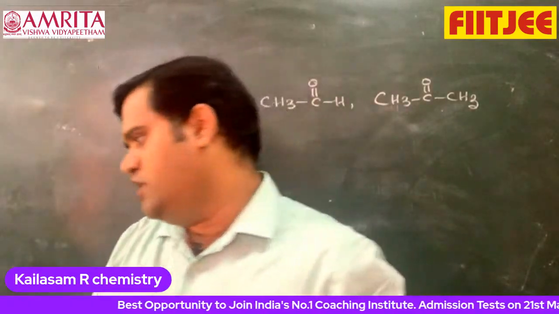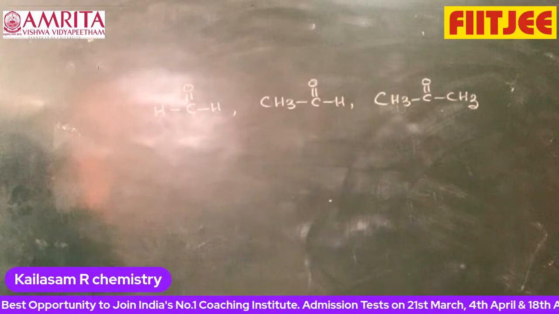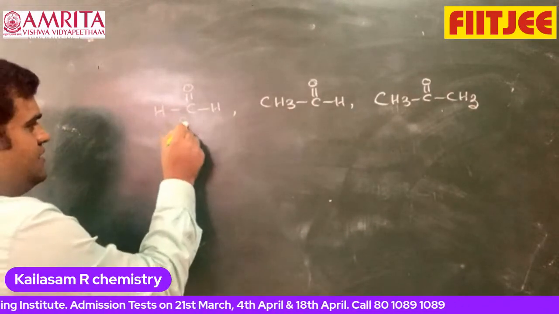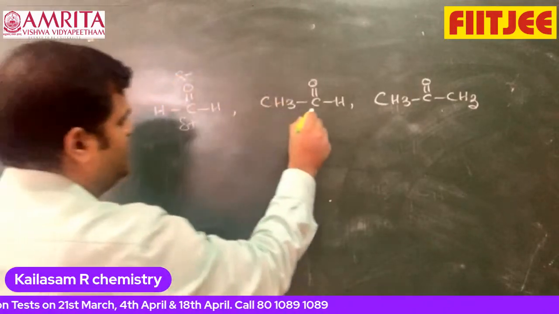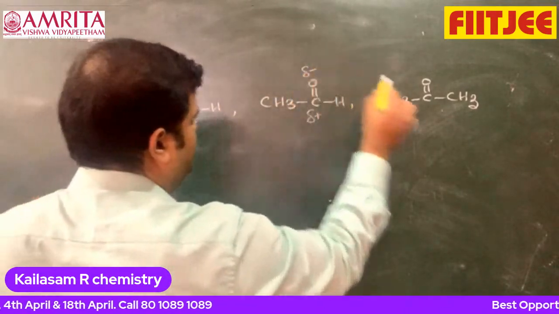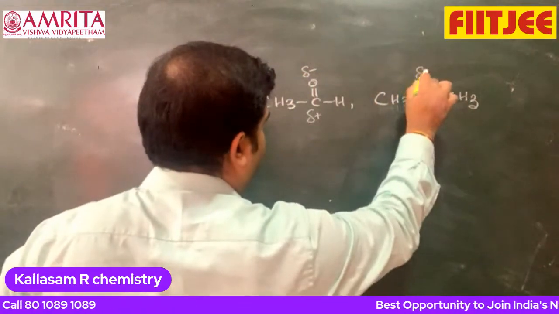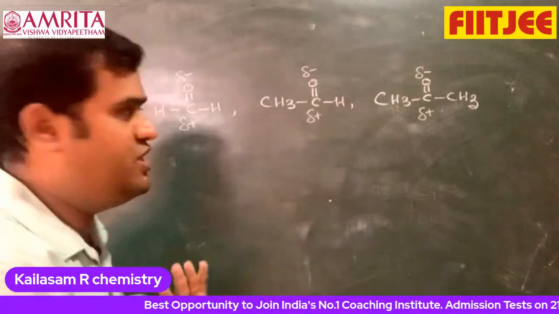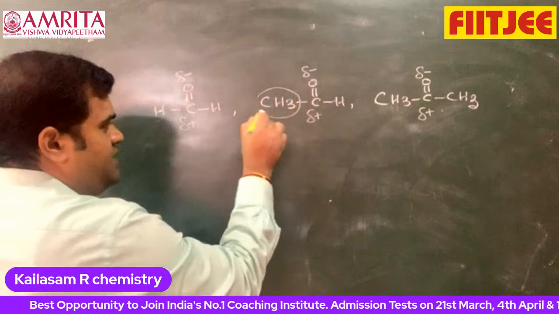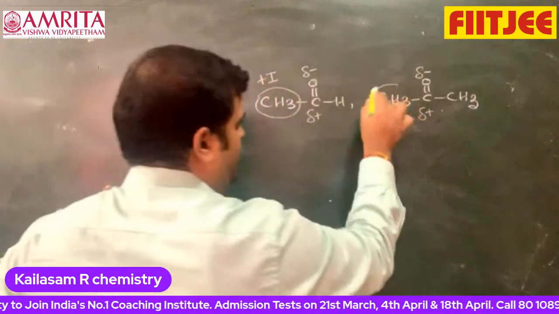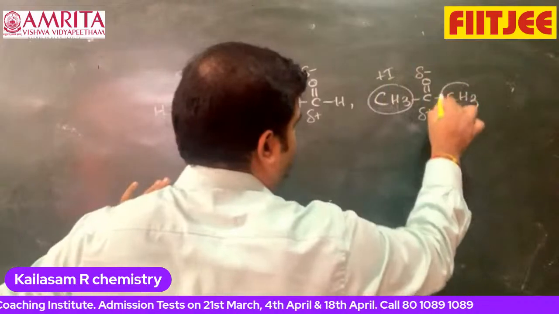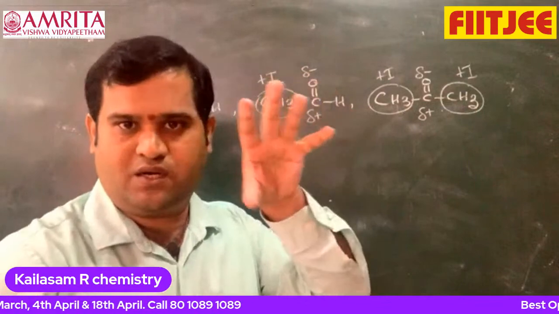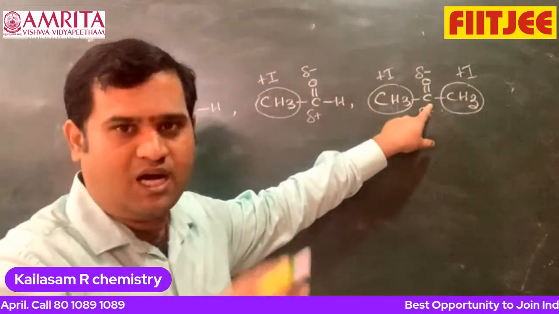Tell me among these three, which will undergo nucleophilic addition faster. So how to decide? Look at this. Each carbonyl has delta plus and delta minus. Here the steric factor and electronic factor decide the rate of nucleophilic addition. Now the methyl group is a plus I group, and this also is a plus I group. When the plus I group is there, what is its role? It gives electrons. Once it gives electrons, the charge on the carbon decreases.